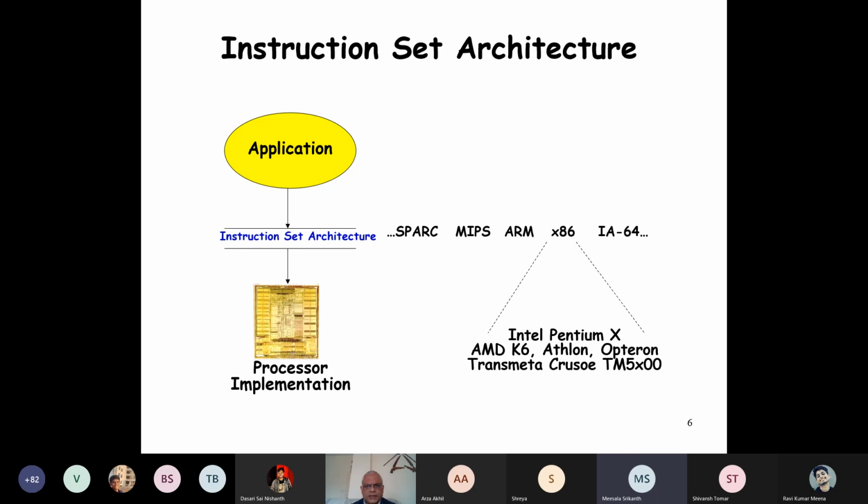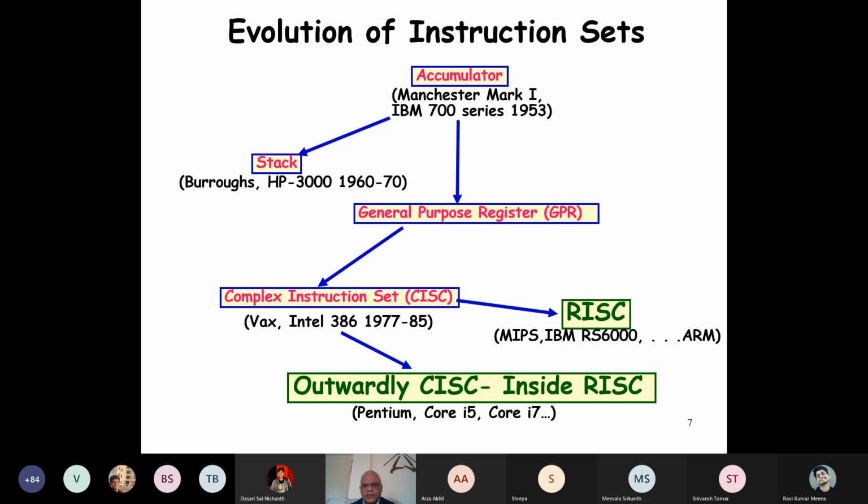So there are several instruction set architectures. The SPARC architecture, MIPS architecture, ARM architecture, the Intel x86 architecture, IA-64 architecture. But then in some respects they are similar. We'll just look at one of those. Now let's look at how the instruction set architectures have evolved. This will give us some insight into the instruction set architecture and how the present design has come about.